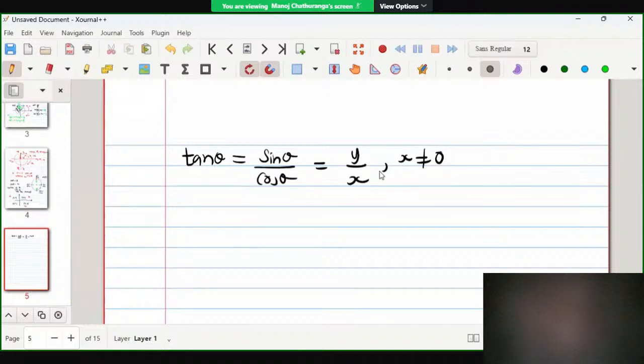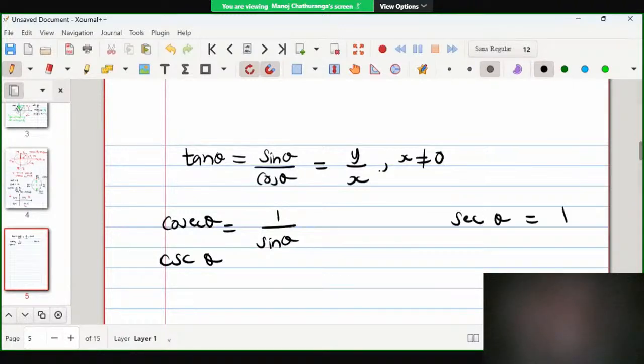Then 1 over sine theta, we call this cosec theta, or some people write it as CSC, because usually we use 3 letters to write down a trig function. If you follow that convention, this should be CSC, but sometimes we spell it out a little bit and say cosec theta. And sec theta is 1 over cosine theta.